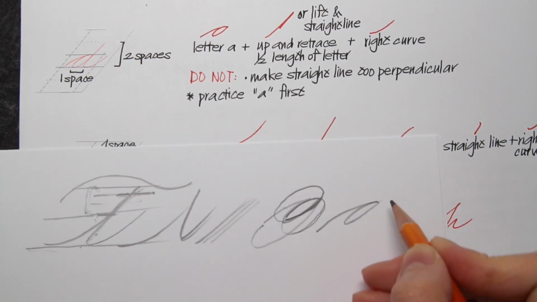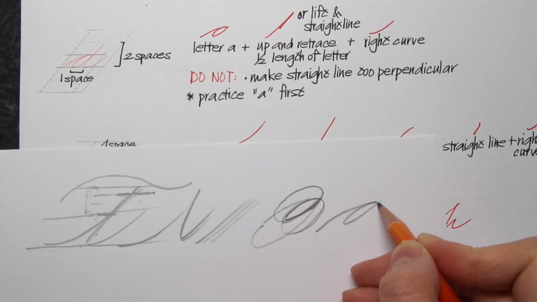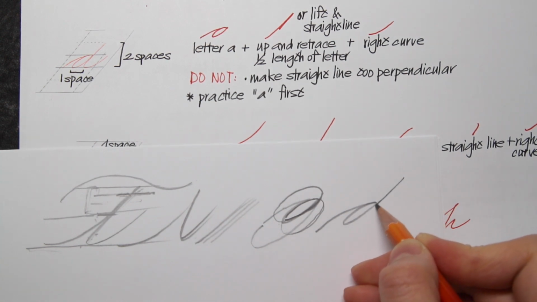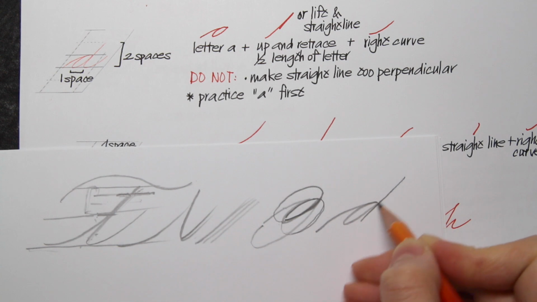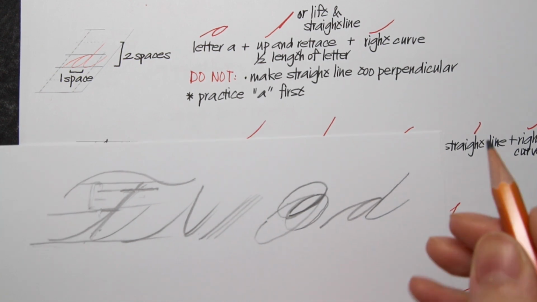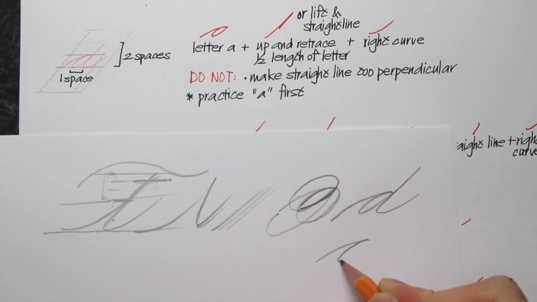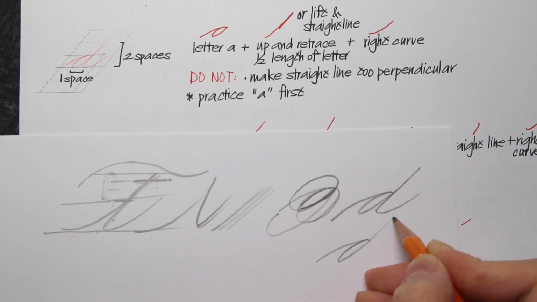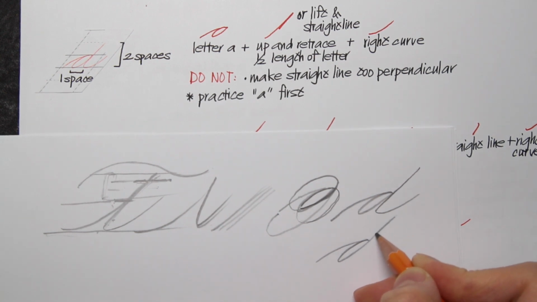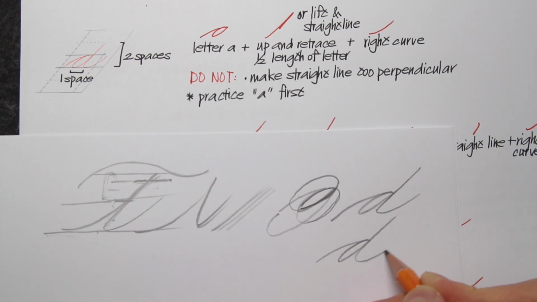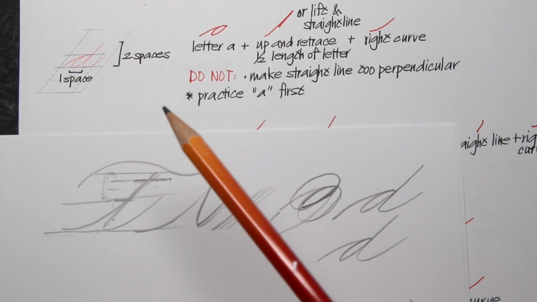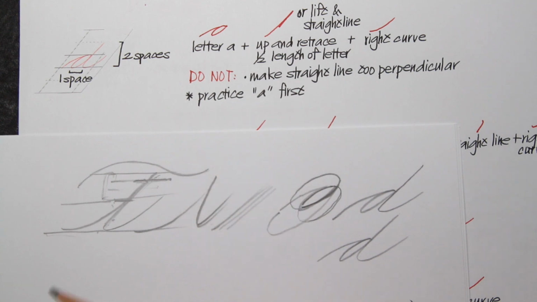You may lift your pen and draw a straight line on your slant and right curve up, or you can retrace half the length of this letter. The key to making the letters like D and Q correctly is that you have to have a solid letter A. So it's fundamental that you practice in order.